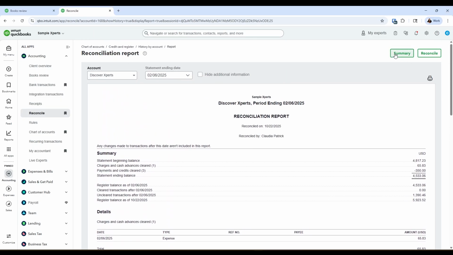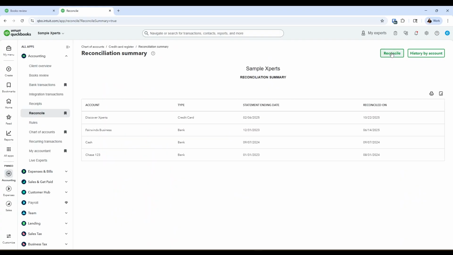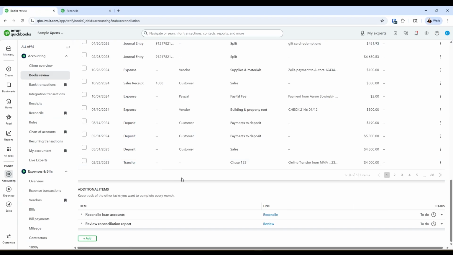Okay, so there's a summary here showing all your credit cards and up to when they were reconciled. And this information is very important because if you have not reconciled all the way through the end of the year, you want to make sure you do so.